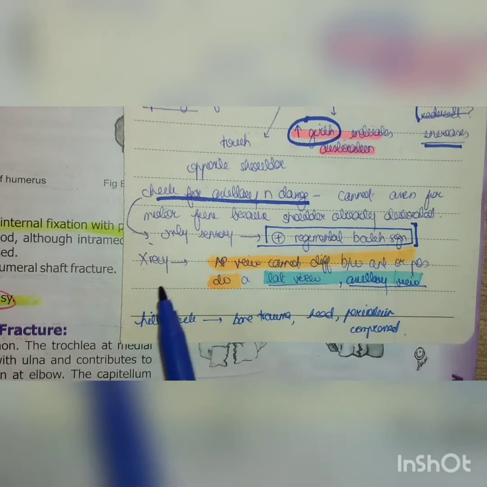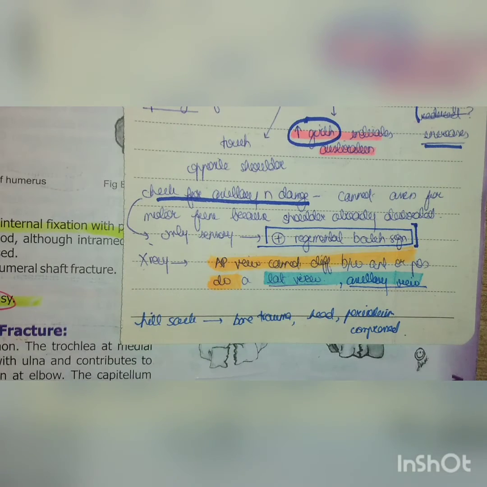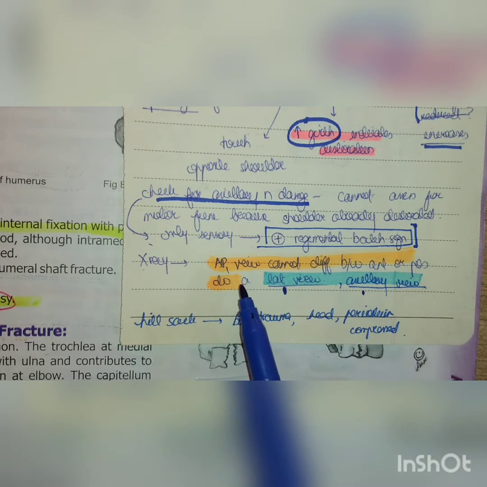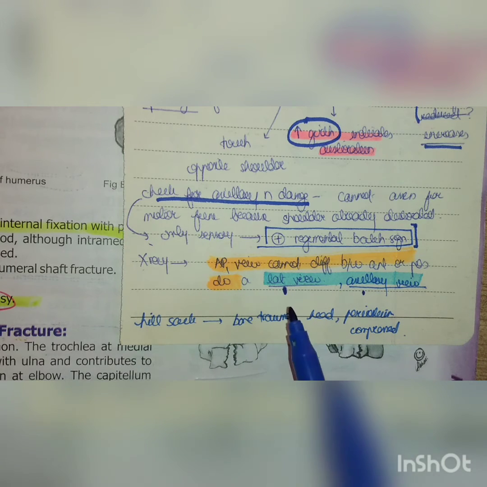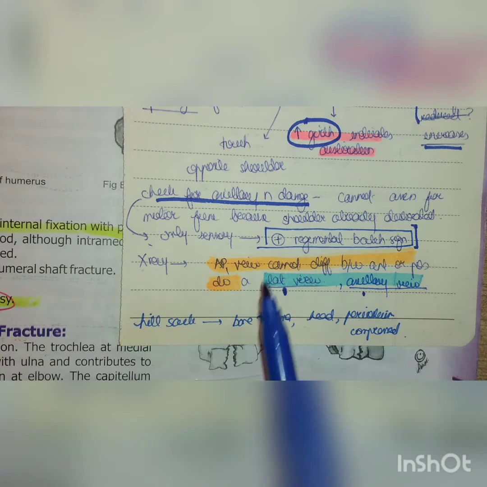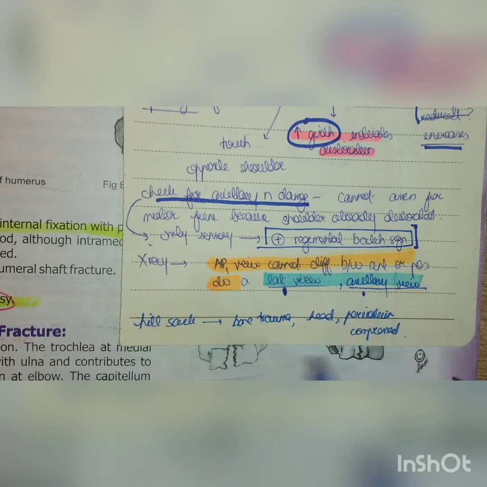Now in X-ray, which view are we going to do? We are going to do a lateral view or an axillary view. The AP view is useless. Why? Because it can tell you about a dislocation, but it won't be able to differentiate between an anterior or posterior dislocation. Now, if along with the shoulder dislocation you also have bone trauma, or the periosteum is compressed, then we call it a Hill-Sachs lesion.